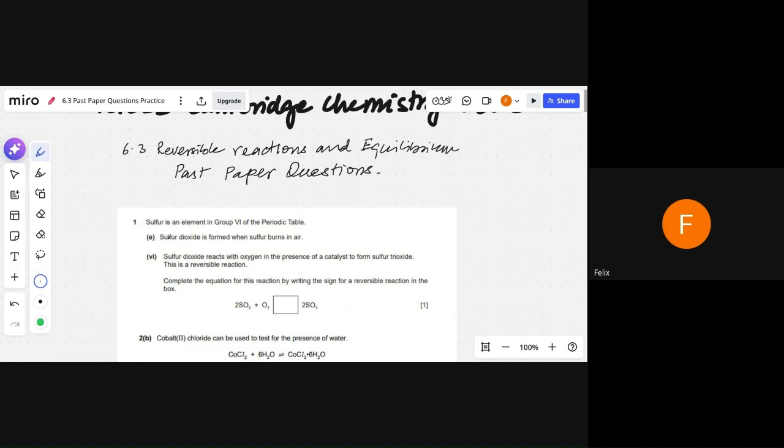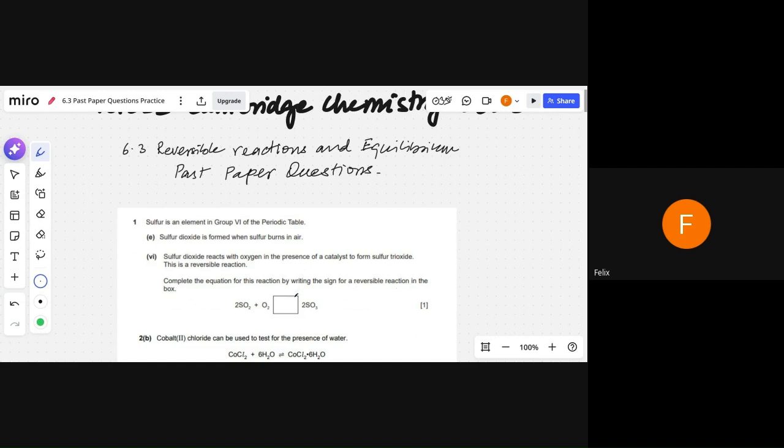So question number one: sulfur is an element in group 6 of the periodic table. Sulfur dioxide is formed when sulfur burns in air. Sulfur dioxide reacts with oxygen in the presence of a catalyst to form sulfur trioxide. And this is a reversible reaction. Complete the equation for this reaction by writing the sign for a reversible reaction in the box.